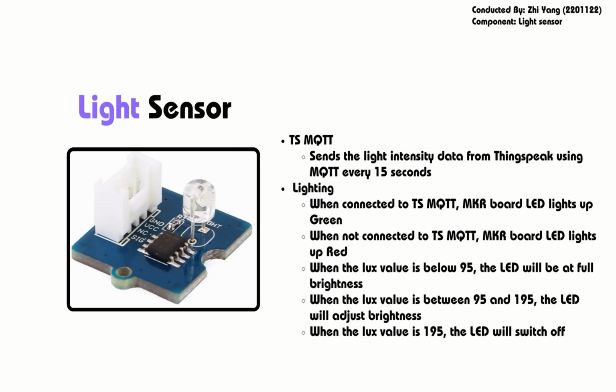In order to debug the light sensor, the onboard LED will be implemented. When the MKR is connected to MQTT, the onboard LED will light up green. If it's not connected, it will light up red. As mentioned by Ryan, these are the lux values we set to control the LED lighting. Next, I'll pass my time to Jingdao, who will be talking about the LCD display.